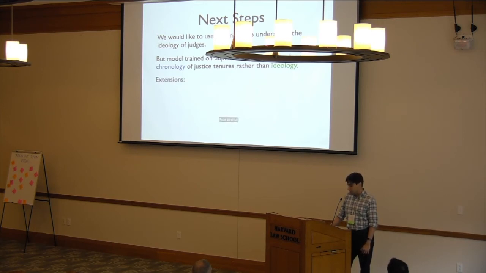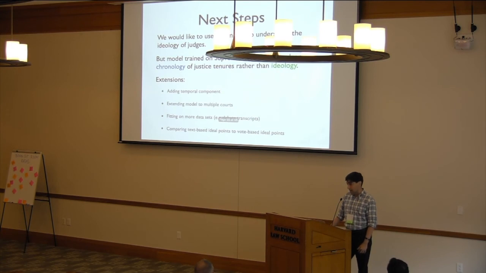So an extension is adding a temporal component to account for this and extending the model to multiple courts, also fitting on more data sets like debate transcripts for political candidates, and lastly, comparing text-based ideal points to vote-based ideal points when they're available. We can use this to discover people who, when they write or talk, use sort of moderating language but vote very ideologically extreme, or vice versa.